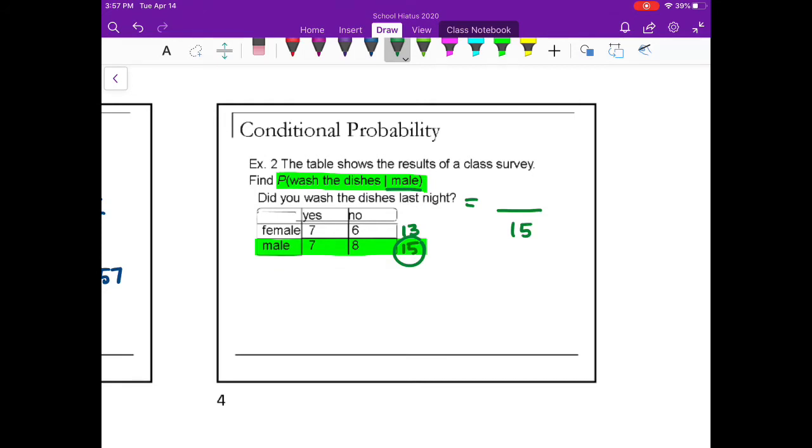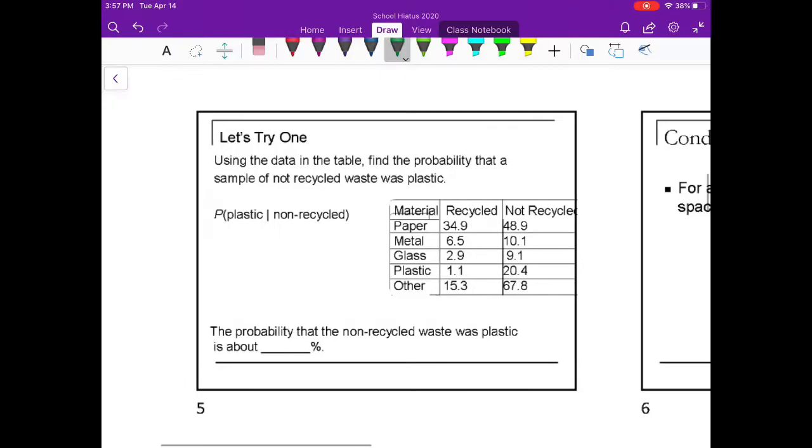And then within that, we will determine how many washed the dishes. And there were 7 out of 15 who washed the dishes, which is approximately 0.47. In the next example, we are going to use the data in the table to find the probability that a sample of not recycled waste is plastic.